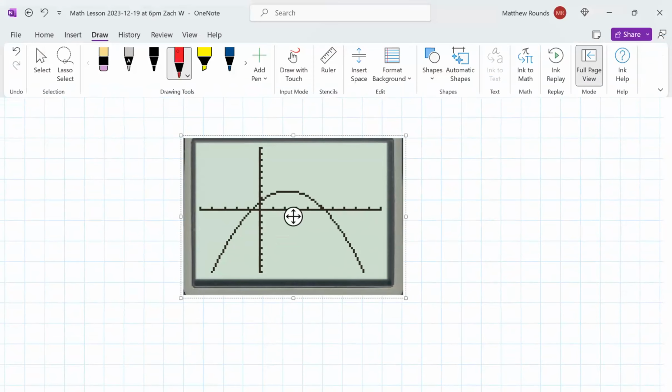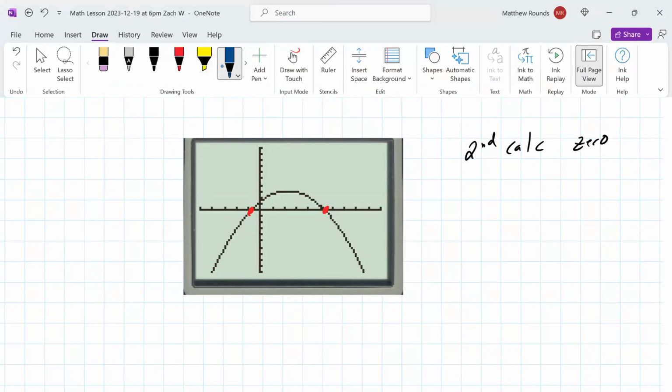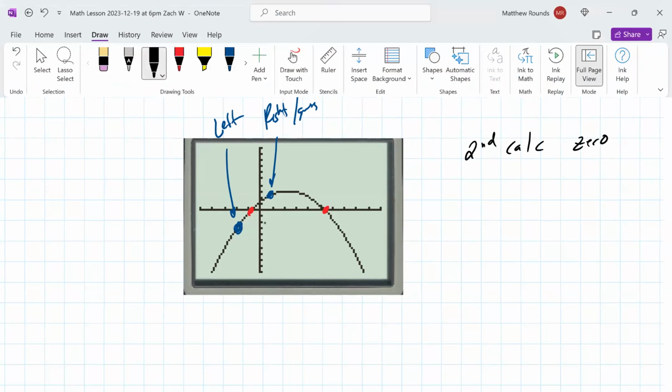So the x-intercepts are right there and there. The way to calculate them is you do a second calc. I think it's a 0 on there, and you'll see that it again asks for a left bound and a right bound. So go left of where that intercept would be, and then a little bit right of it, and then guess, and it's in the same spot. Negative 15.44. Okay, and do the same thing for the other one.